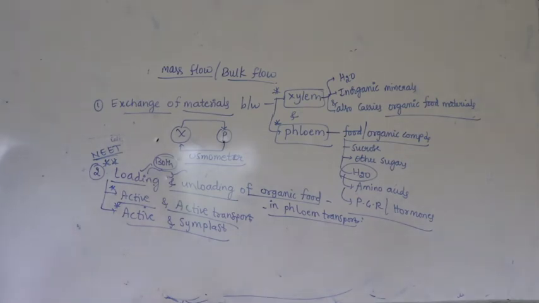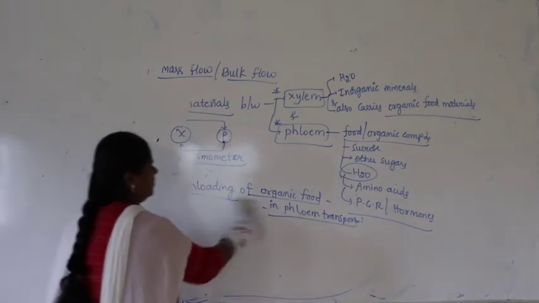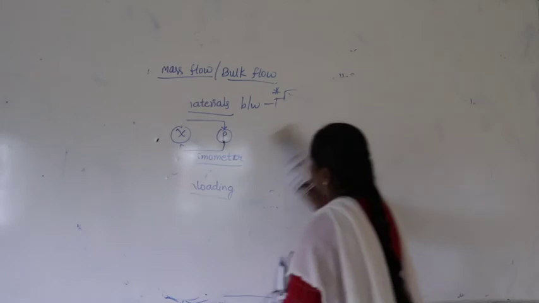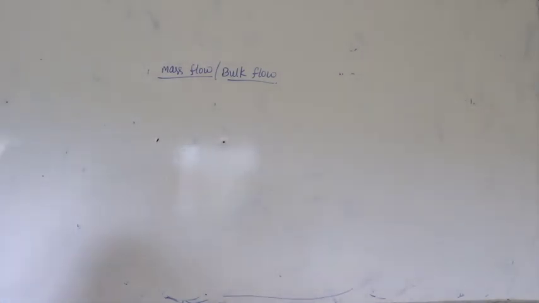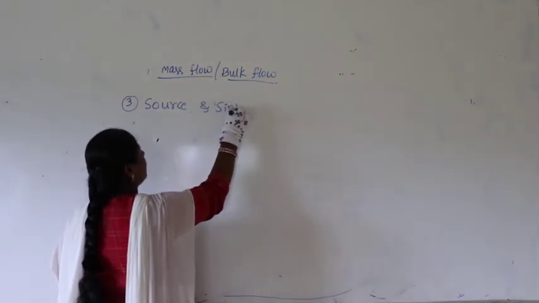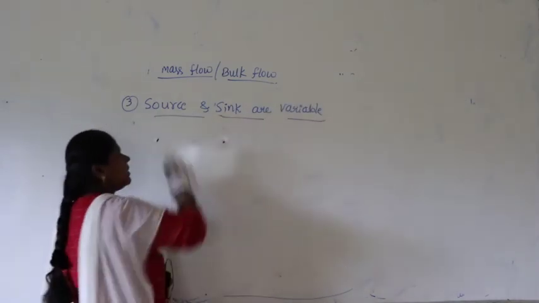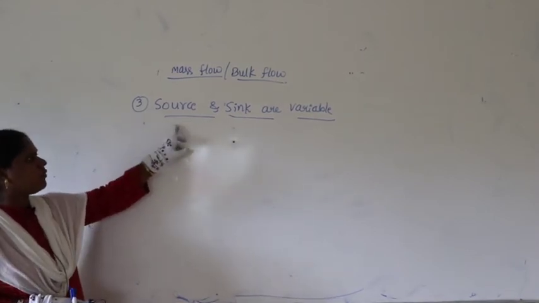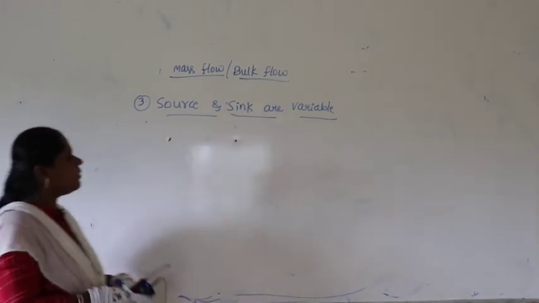Now, apart from this, there is another thing which we have to discuss, which is source and sink are variable. So, in mass flow, or bulk flow, one very important aspect which we have to understand is that source and sink are variable. What is the meaning of this?